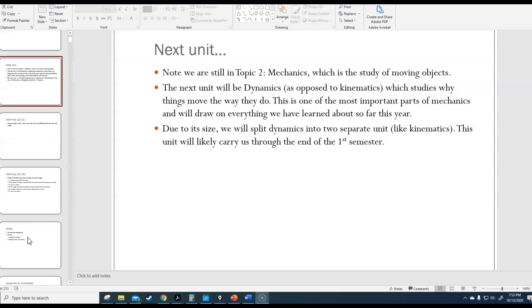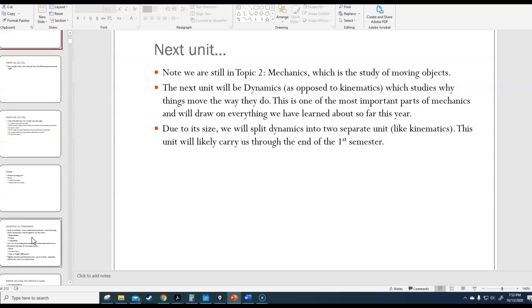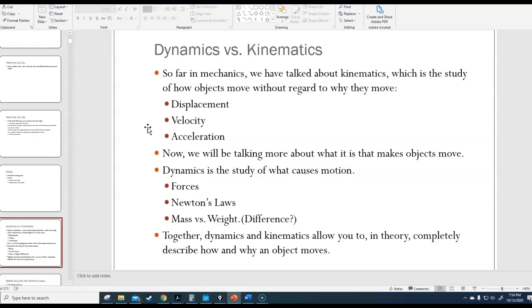Alright, so today we're just going to kind of ease into mechanics. I briefly talked about the difference between dynamics and kinematics before. Remember, in kinematics we study the how and not the why of motion. So we've been talking about things like displacement, velocity, and acceleration. Now we're going to talk more about forces. Newton's laws of motion is going to be the main focus of this unit, and really the next unit as well.